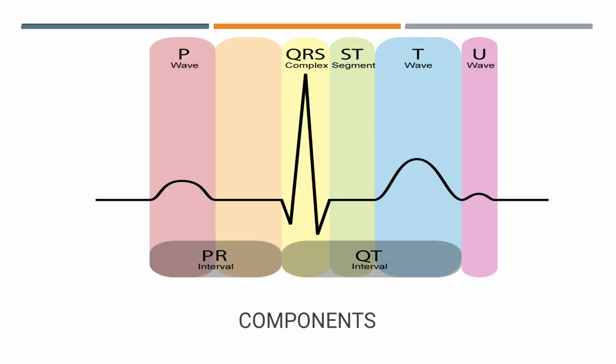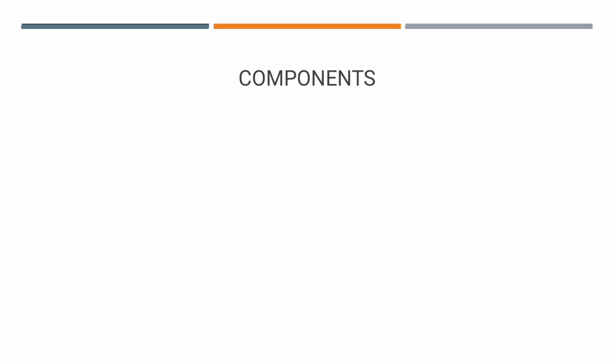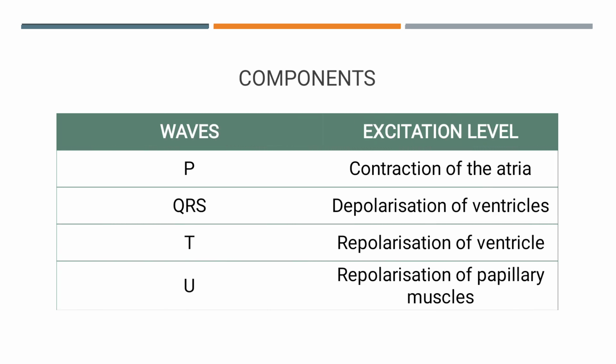Now, often when you say ECG, what comes into your mind? Obviously, the PQRST wave, and in this picture, you can see an additional U wave. What is it? We'll see the components of ECG. P wave is the contraction of atria, QRS is the depolarization of the ventricle. Since the ventricular muscle mass is more, it has the peak. T wave is the repolarization of the ventricle and U wave is nothing but the repolarization of papillary muscles.